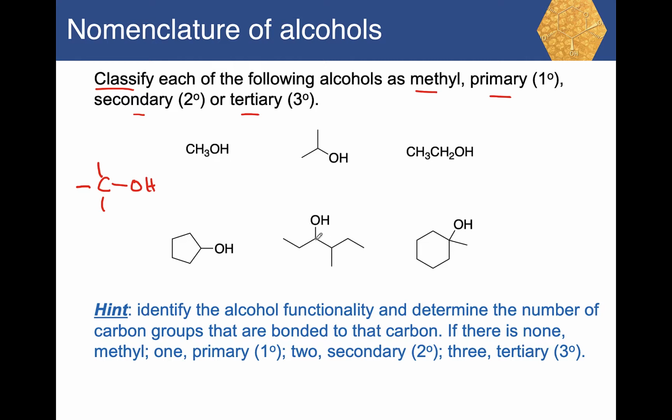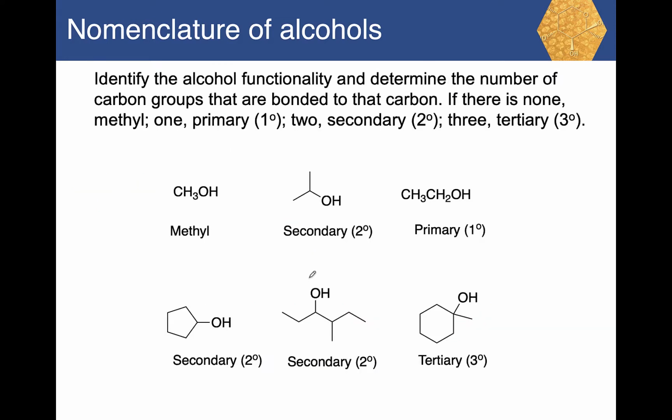Let's look at this one, for example. This is a carbon that has the OH. So the question now is, how many carbon groups are bonded to this carbon? Don't forget, since we're using the line angle, here is a hydrogen here, because there are 4 bonds to a carbon. So right away you can see how many alkyl groups are bonded to this carbon. So let's look at the answer. So this is a methyl because this carbon here has no alkyl groups, just 3 hydrogens bonded to it.